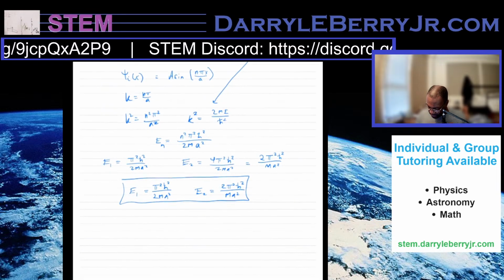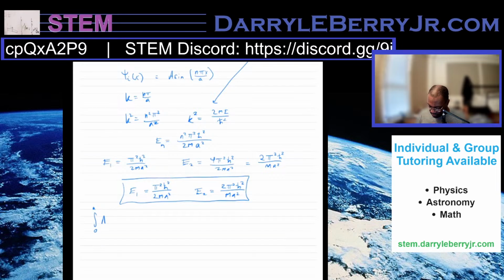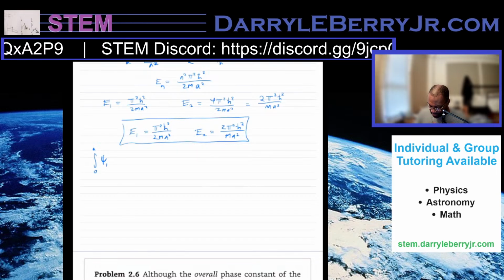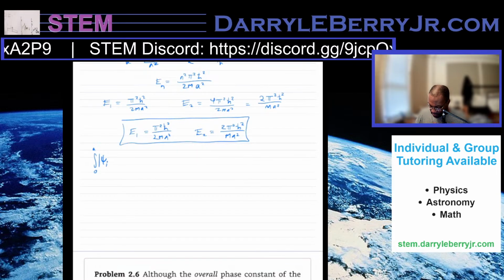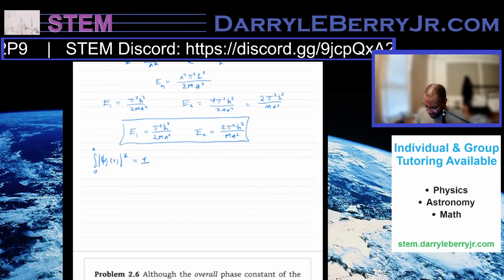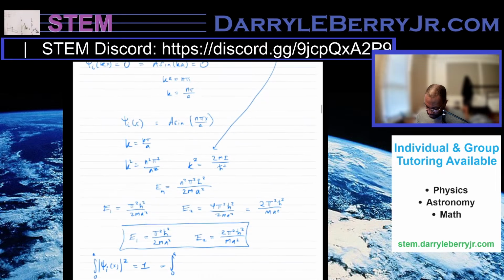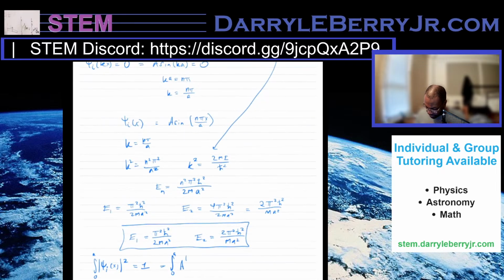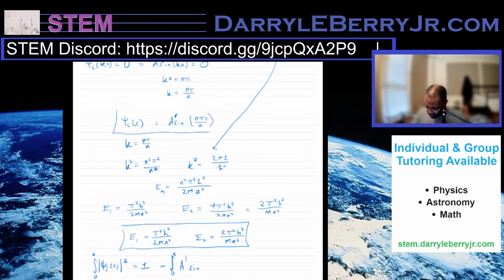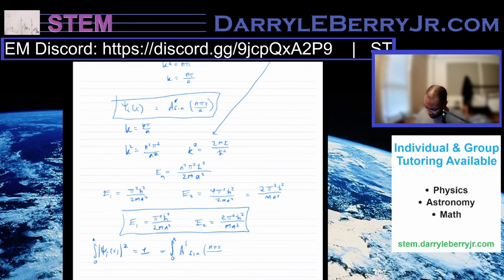So that means that each of these states has to equal 1. So from 0 to a, I should say, psi i of x squared needs to equal 1. So we have the integral from 0 to a of A prime sine of n pi x over a.